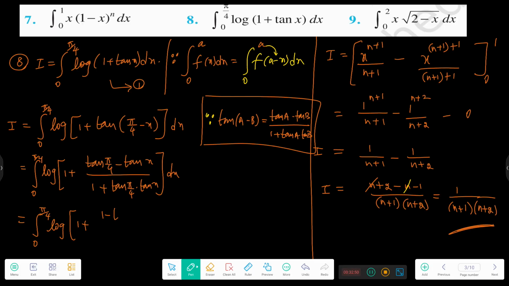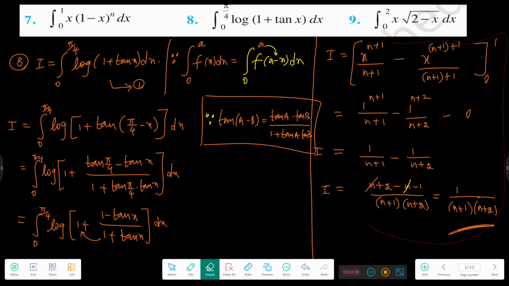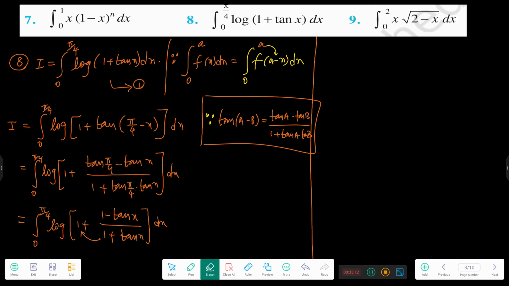So 1 minus tan x divided by 1 plus 1 into tan x you will be getting. This is what I am getting. Now you take cross multiply. Let's see what we are getting. When I apply cross multiplication, what am I getting now? I is equal to what?